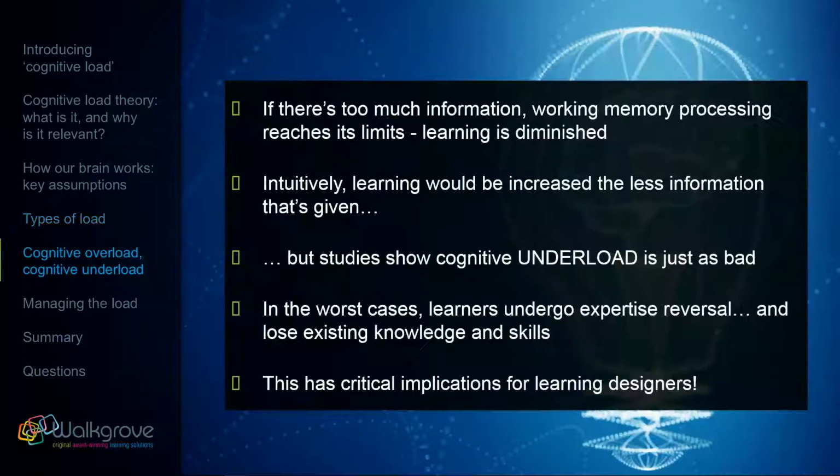So there are two different things that we're going to look at now, the cognitive overload and cognitive underload. So we've looked quite a bit at cognitive overload. We need to make sure there isn't too much information, because if it is, you actually stop processing the information and your learning is diminished. There's a really interesting study that talks about this and provides a really good example.